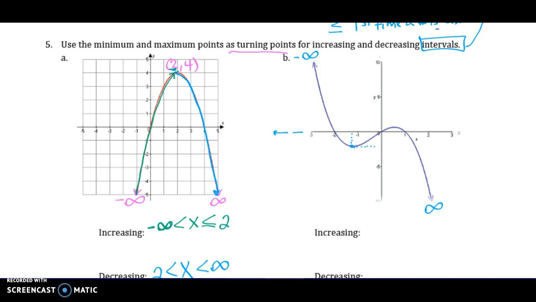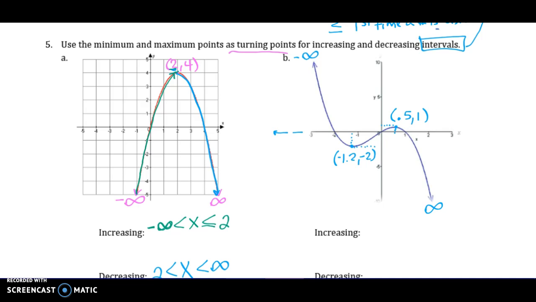Looks to be between 0 and 5 there. Negative 5 on my y-axis. So I decided this is negative 1.2, negative 2. And then the maximum right here, following it down, following it over, it looks to be about 0.5, 1.